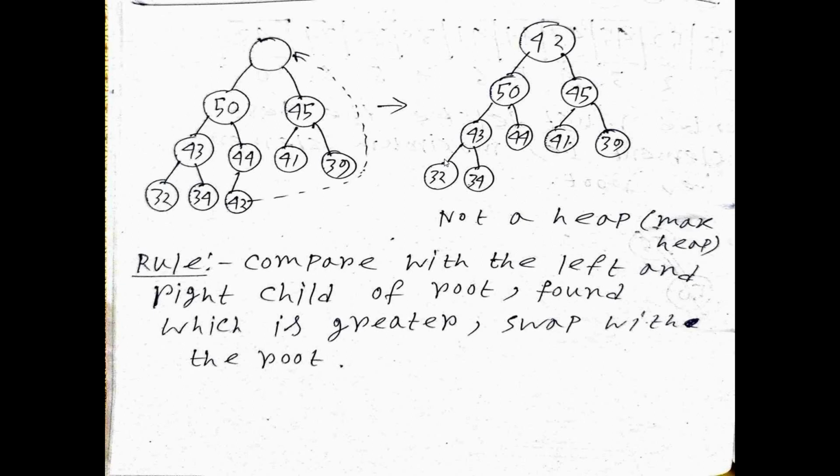Now my question is, is this a max heap? No, it is not a max heap. Why? If you compare the parent with its child from the root, 42 is lesser than its child. This violates the property of the max heap, because every time in a max heap the parent node must be greater than or equal to its child, but here it is violated because the root is smaller than its child. Now what is the procedure? The rule says we must compare the left and right child of the root, find which is greater, then swap with the root.